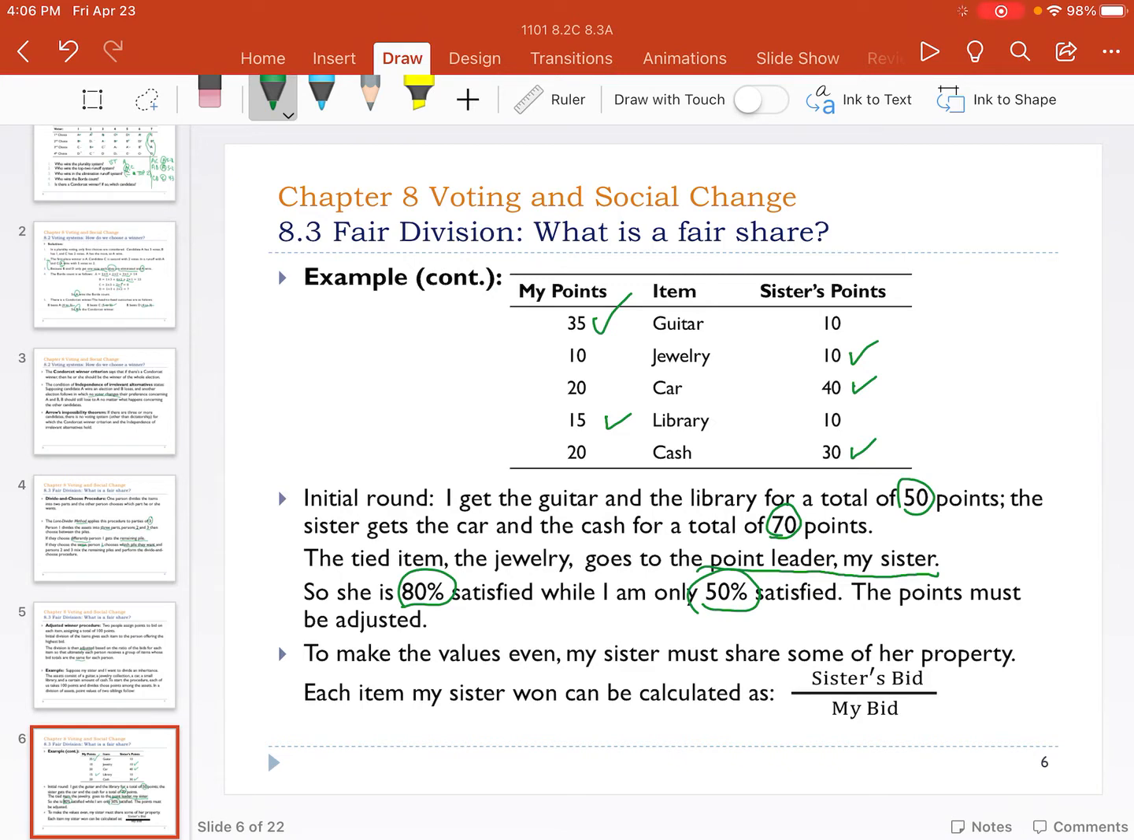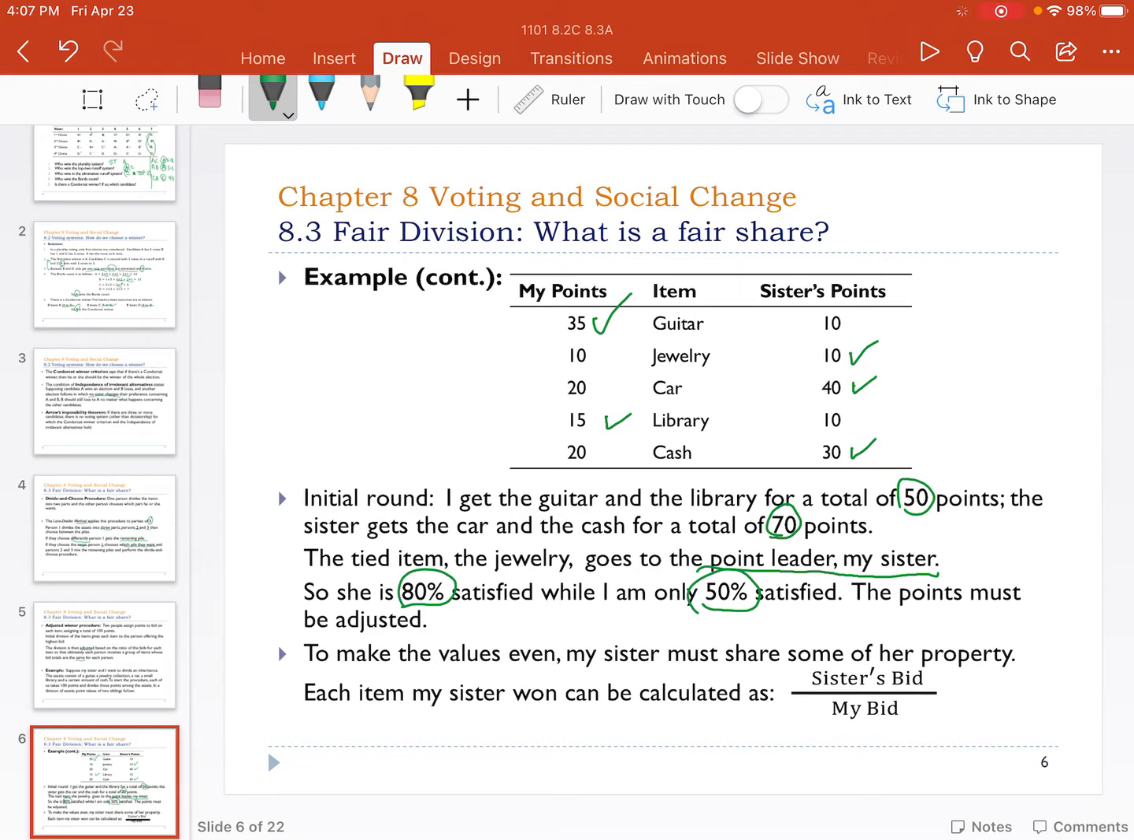I'm only 50% satisfied. There's got to be a meeting place in the middle somewhere. Can't just average them. It may not work out that way. So the points must be adjusted. In other words, my sister owes me something. The question is, what is it and how much? So to make the values even, the sister must share some of her property, some of the ones she has, either the jewelry or the car or the cash. Looks like I've already got the guitar in the library locked up. That's probably not going to really matter. But to make the values even, my sister shares property.